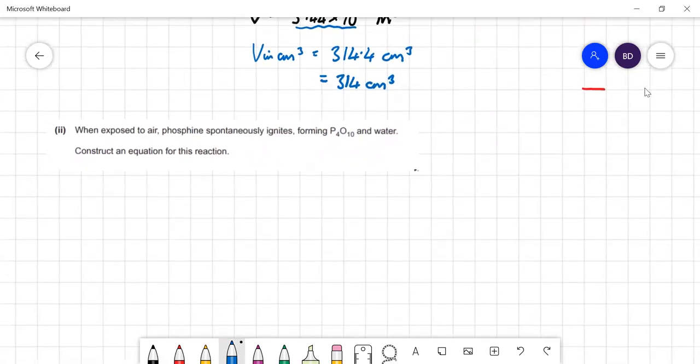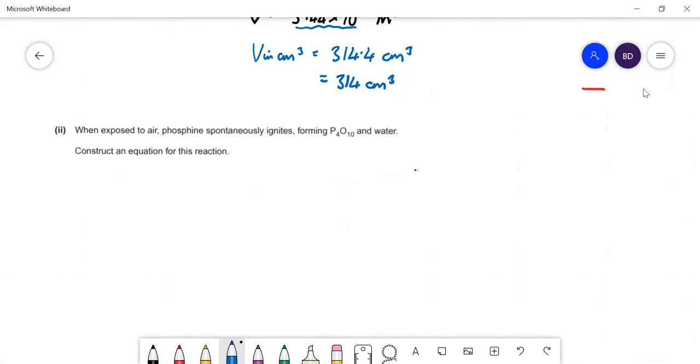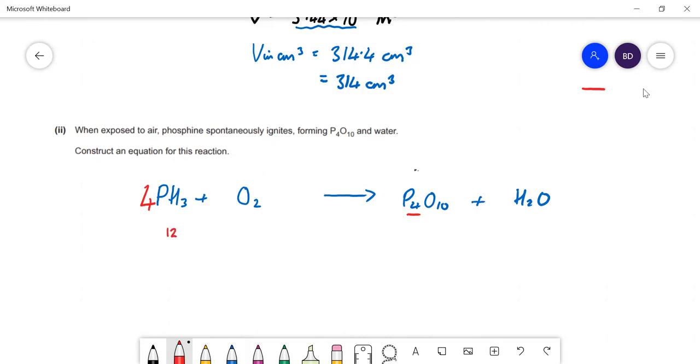Right. When exposed to air, phosphine spontaneously ignites, forming P4O10 in water. Write an equation for this reaction. So we've got PH3 plus oxygen, and it's going to give us phosphorus 5 oxide, P4O10, and H2O. Right, so we've got 4 phosphoruses there, so we're going to have to put a 4 there. That means we have got 12 hydrogens, so that means we're going to need 6 H2Os. That means we have now got 10 oxygens plus 6 oxygens, that's 16, so we need 8 O2.